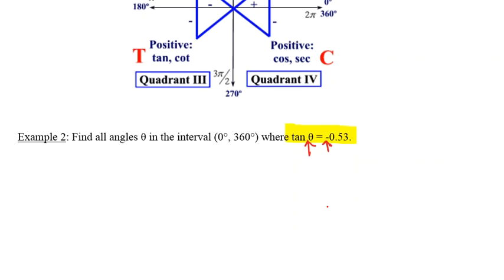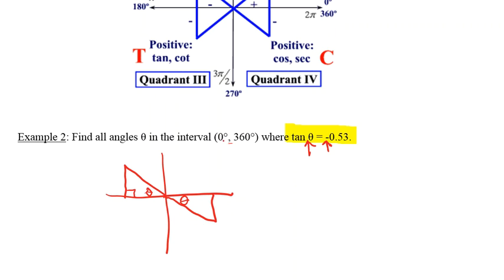So I'm going to go ahead and just draw an x and a y, and I just said it has to be in quadrant 2 and in quadrant 4. So those are the 2 angles I'm looking for. Now, the first one the calculator will give me. So I'm going to grab my calculator and I'm going to do the inverse because I'm looking for the angle.